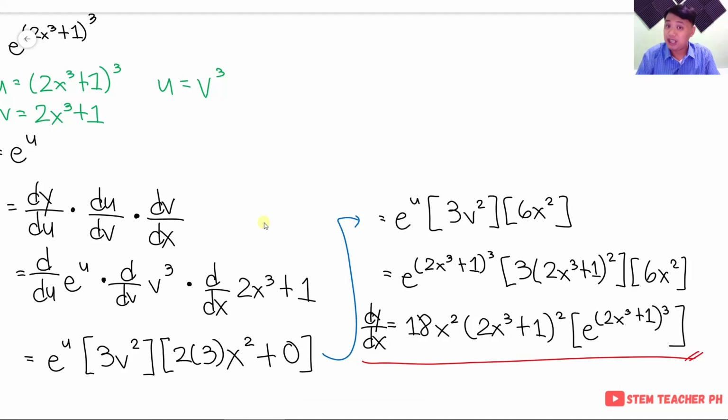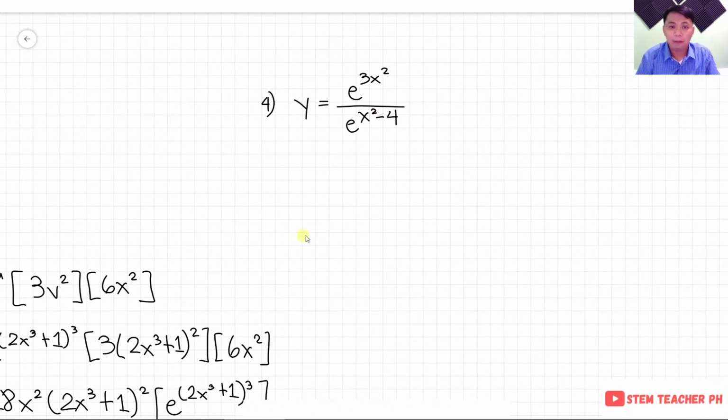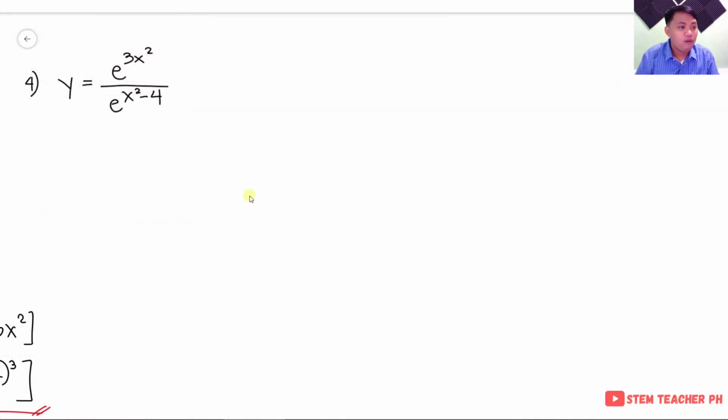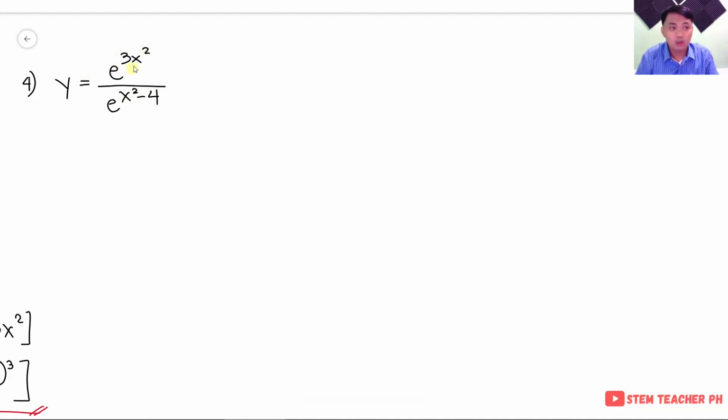Now, let us proceed with our last example for this lecture video. This is our example number 4. We have y is equal to e raised to 3x squared over e raised to x squared minus 4. As we can see, meron tayong term sa numerator tsaka denominator. If you are familiar with the quotient rule of differentiation, medyo tempting na gamitan siya ng quotient rule, although makukuha siya, kaso the solution will be longer.